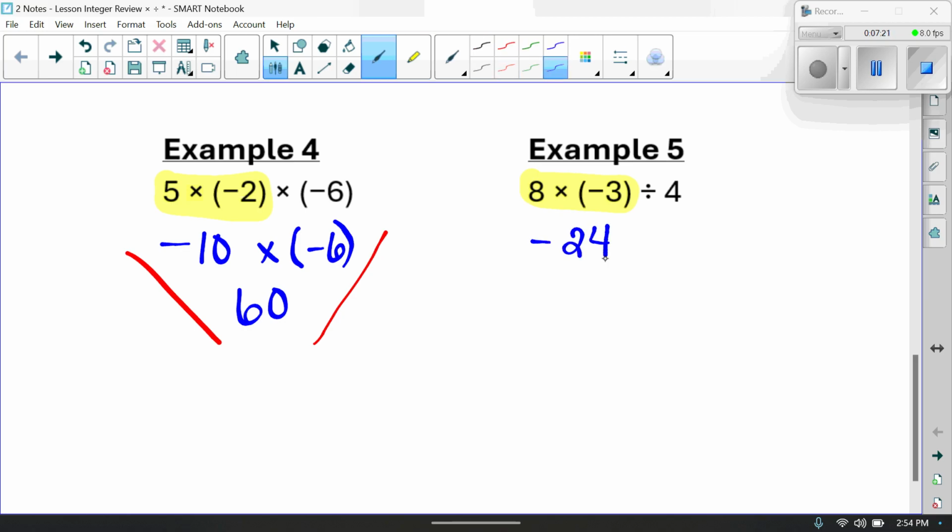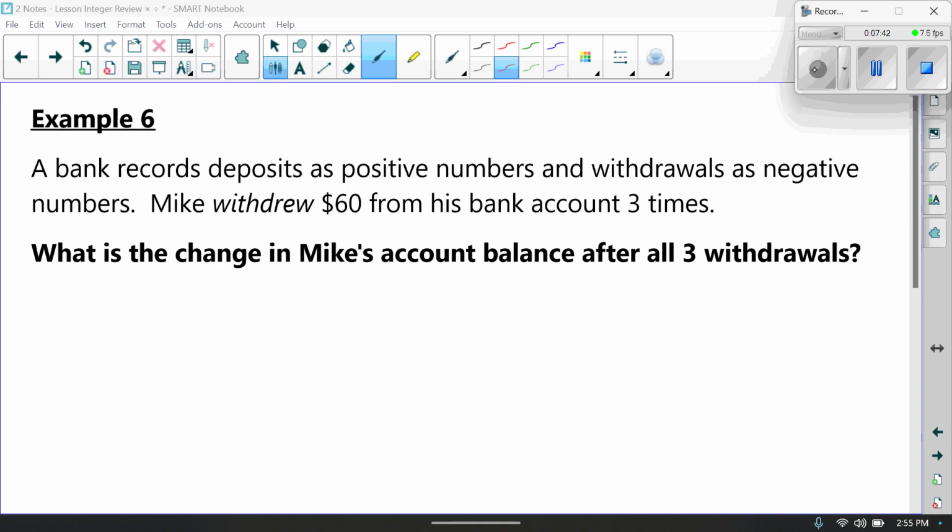Very good. And then bring down the rest of that. So negative 24 divided by 4, positive and negative, is going to be a negative, and it's going to be a negative 6. Beautiful. Negative 6, and there is your inverted triangle again.